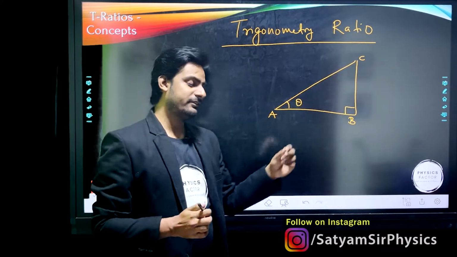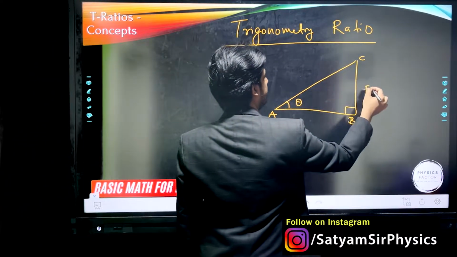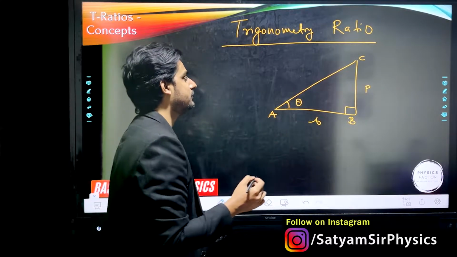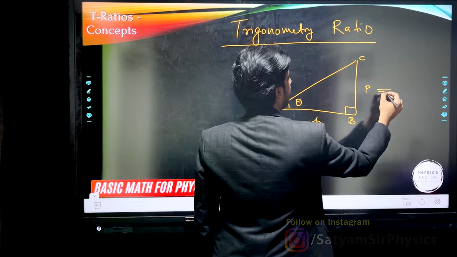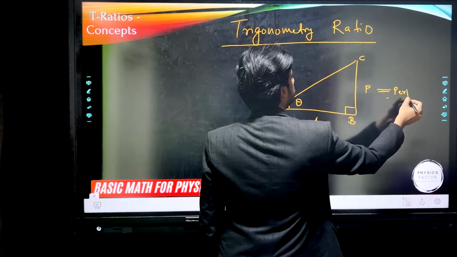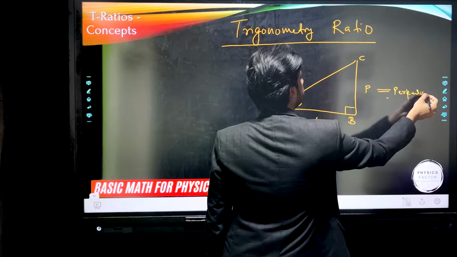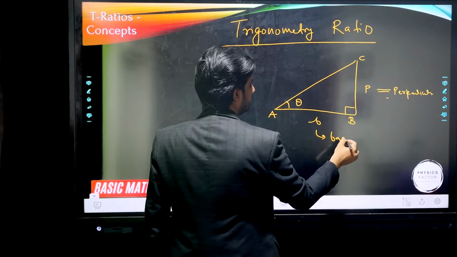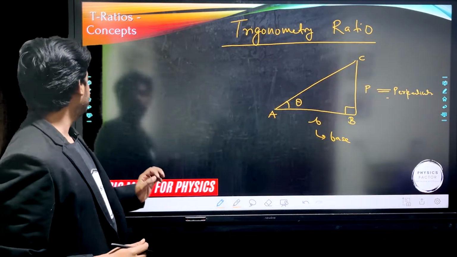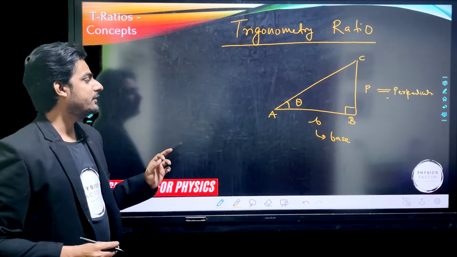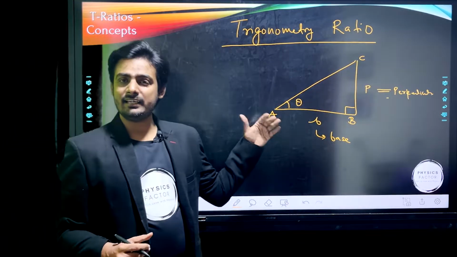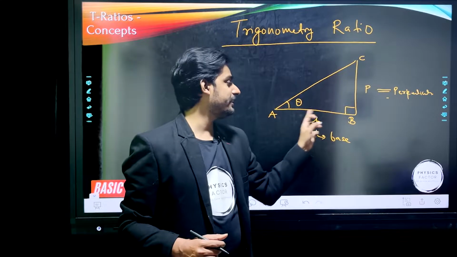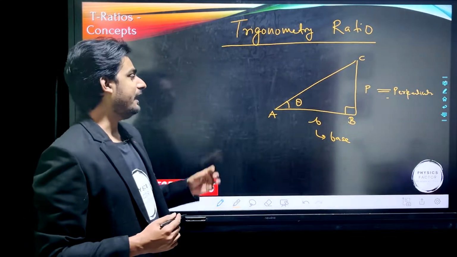The opposite side of theta we are calling perpendicular, we represent it with P, and the adjacent side of theta we call base. Okay, so this we are calling perpendicular, and this we are calling base. Now this perpendicular and base can change. This side also we can say base, or this side we can say perpendicular, depending on the angle we take.